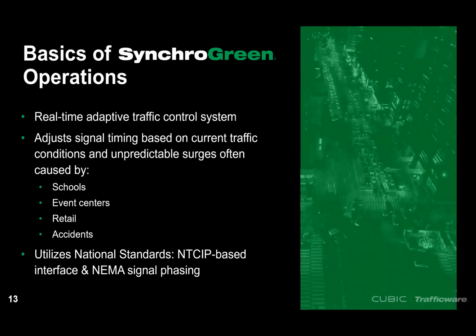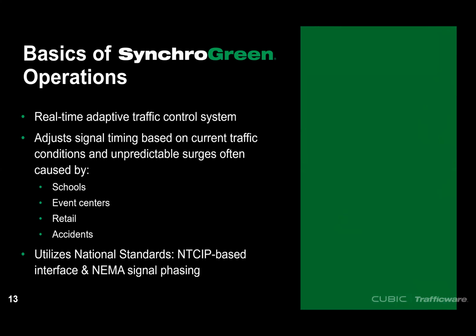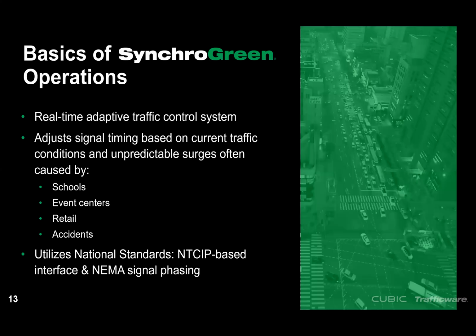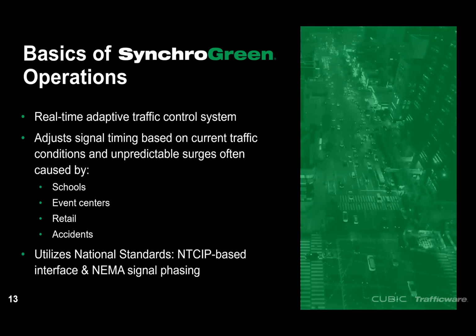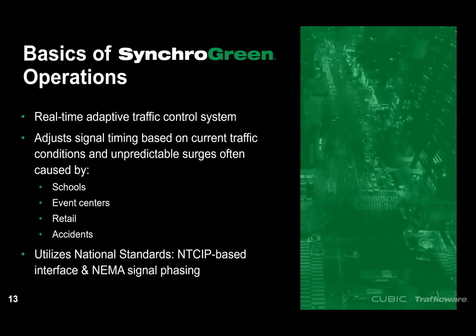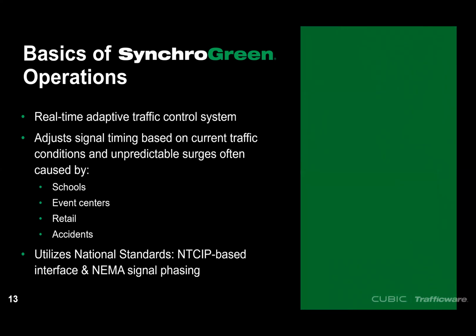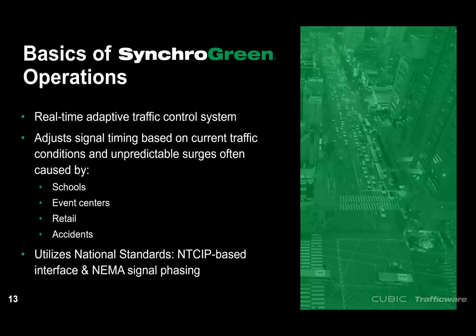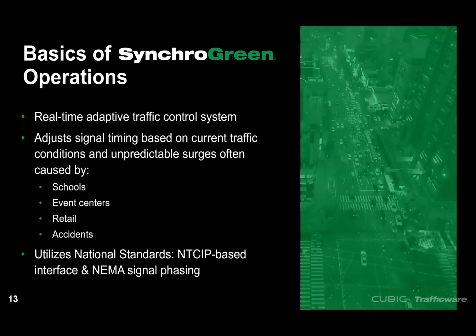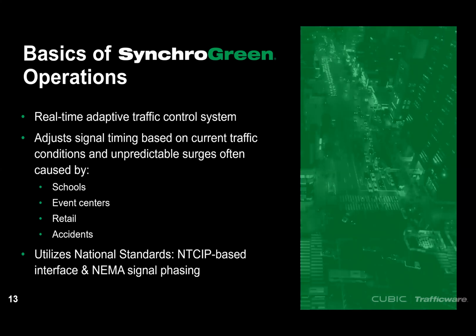Our system also adjusts signal timings based on the current traffic conditions and unpredictable surges that are often caused by schools and event centers and retail centers. Of course, like I mentioned earlier, those accidents. And having said that, adaptive is not a solution that should be implemented in every corridor. This isn't something you adopt as a citywide deployment. Adaptive should really only be put on those corridors that show these unpredictable surges in traffic that are caused by these things that we talked about.